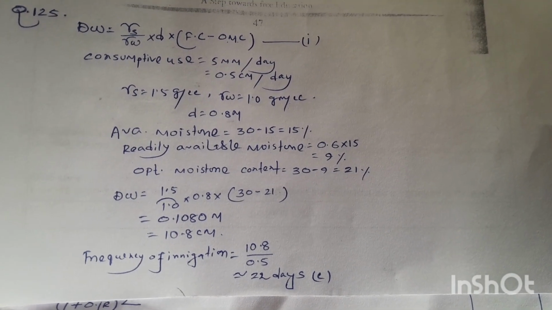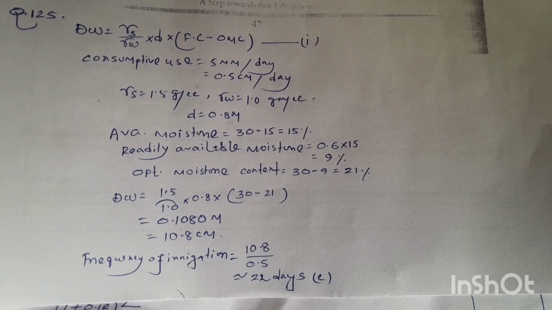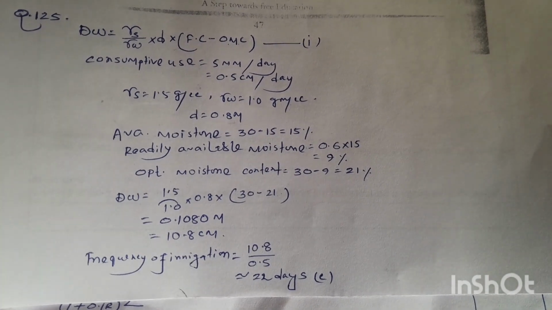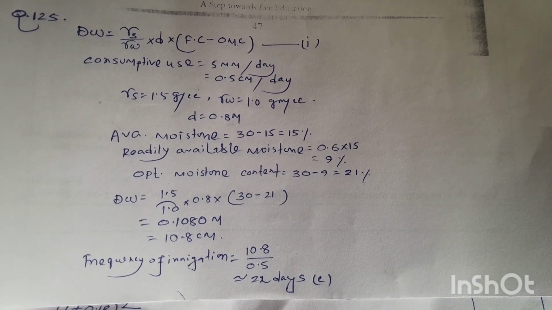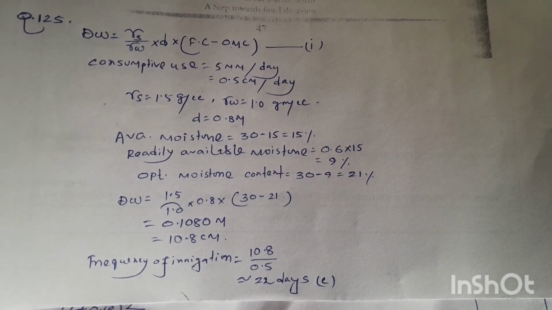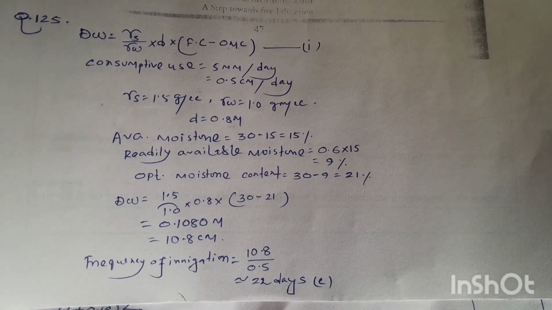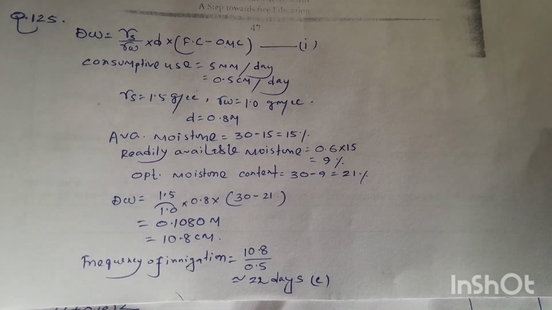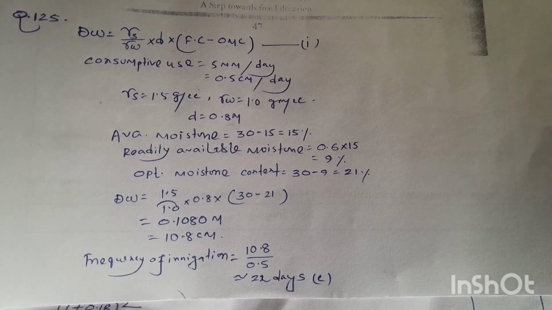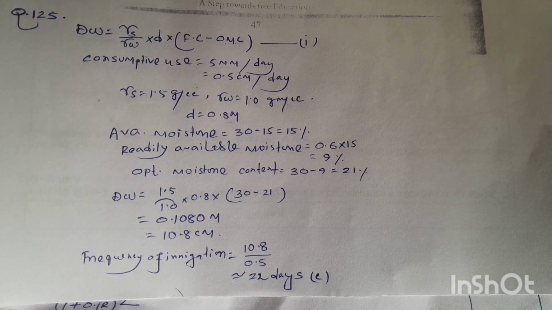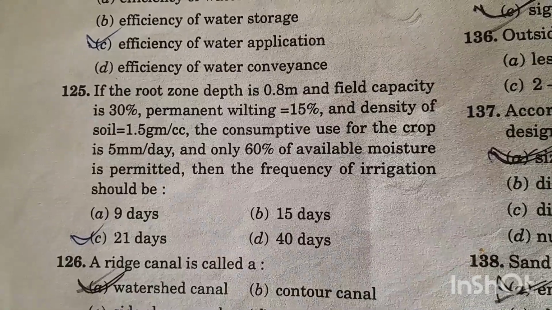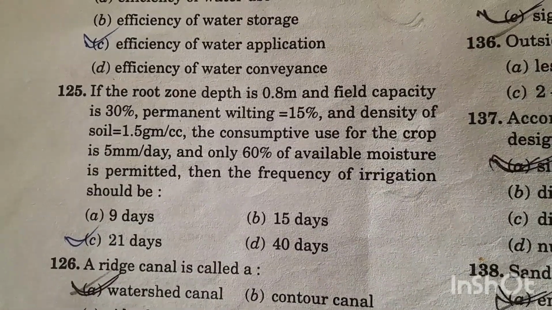Now if we put these values into equation 1, so depth of watering will be 1.5 divided by 1 into 0.8 into within bracket 30 minus 21. So depth of watering will be equal to 0.1080 meter or 10.8 centimeter, and frequency of irrigation will be 10.8 divided by the consumptive use 0.5 centimeter per day, nearly equal to 22 days. So nearest option C is the right answer, 21 days.